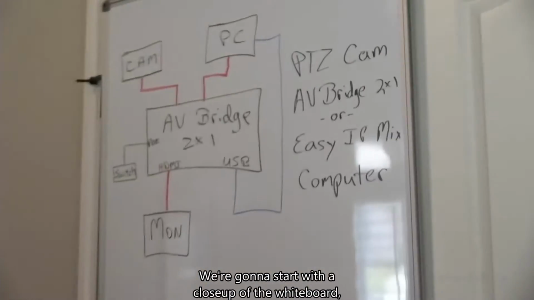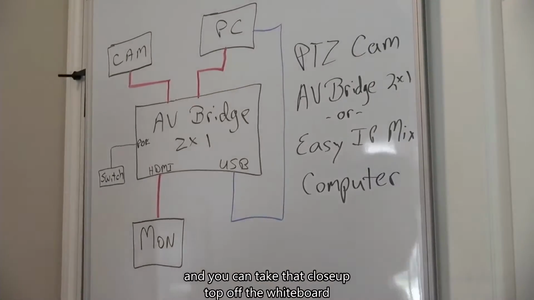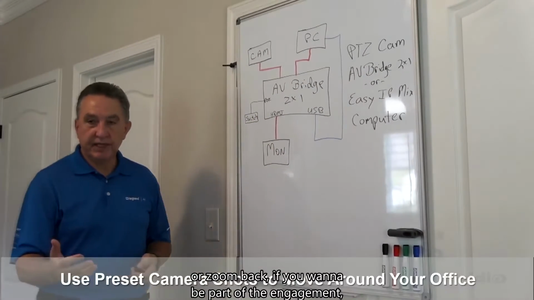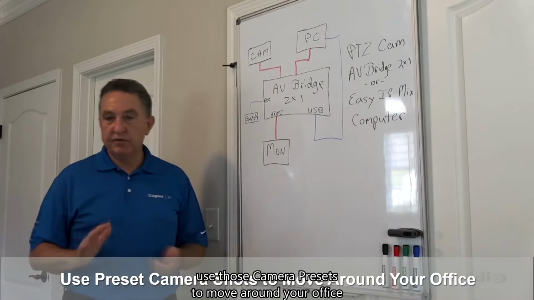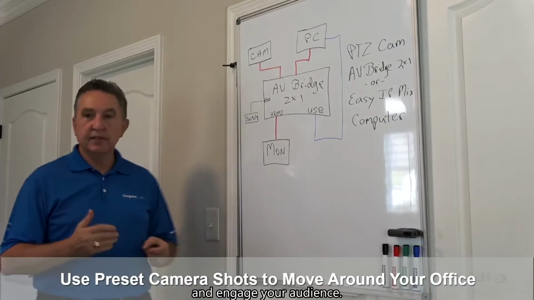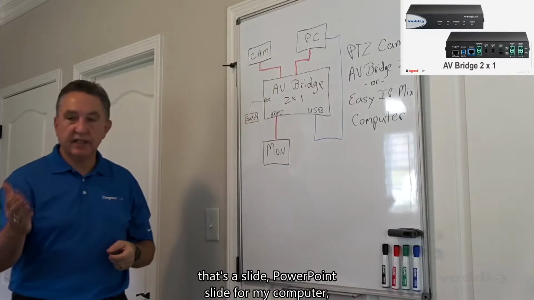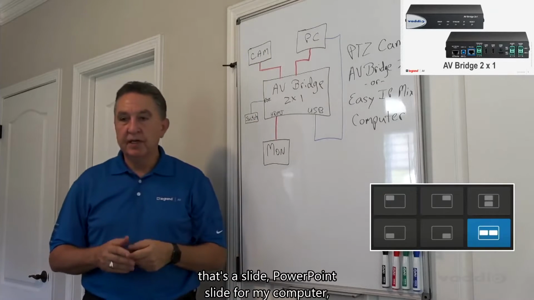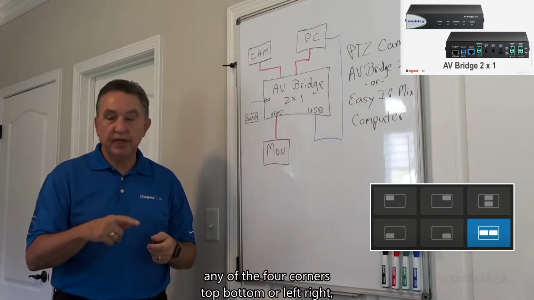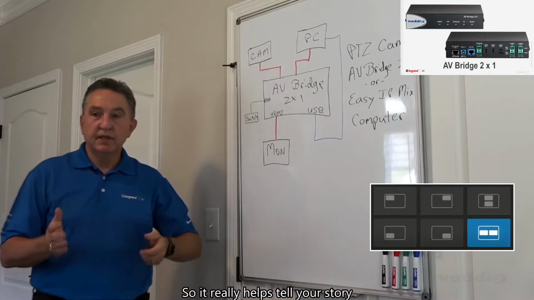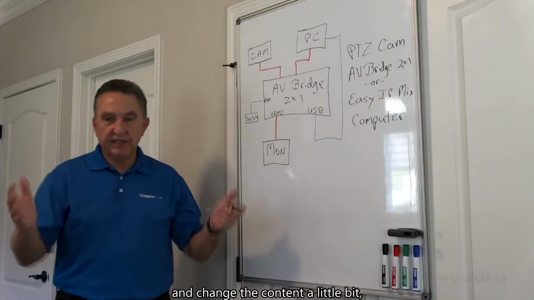We're going to start with a close-up of the whiteboard, and you can take that close-up, talk about the whiteboard, or zoom back if you want to be part of the engagement. Use those camera presets to move around your office and engage your audience. Now you can also add picture-in-picture up in the upper right-hand corner. That's a PowerPoint slide from my computer. Picture-in-picture can be in any of the four corners, top, bottom, left, right, as you can see from the graphic. So it really helps tell your story and change the content up a little bit.